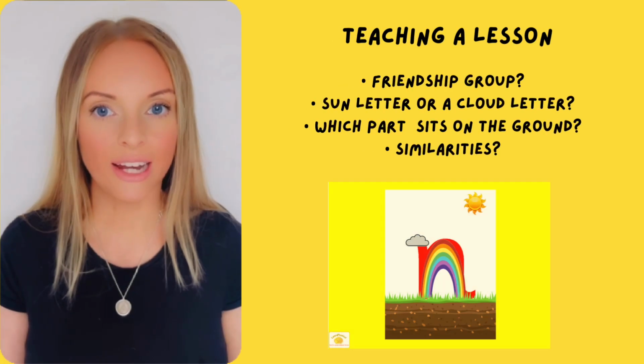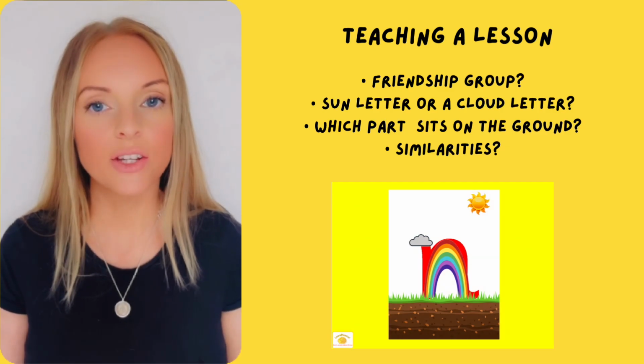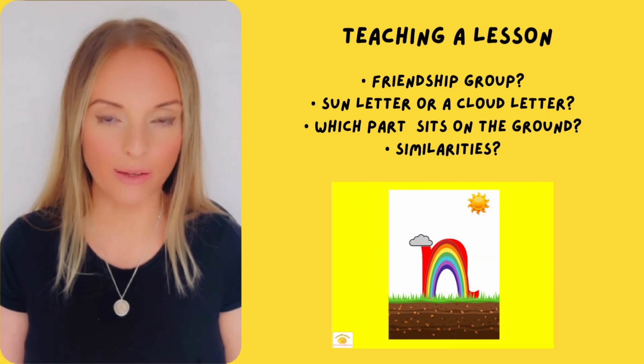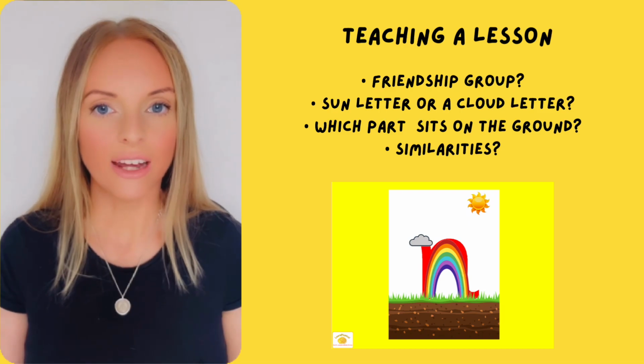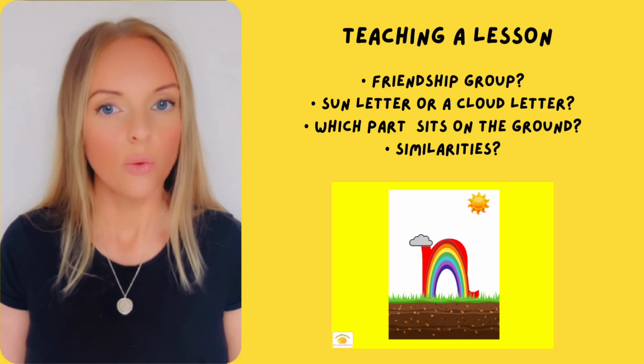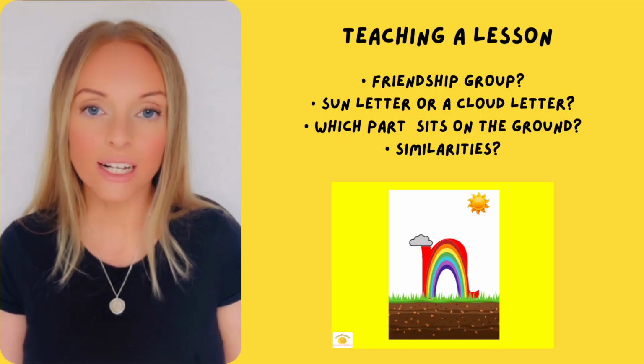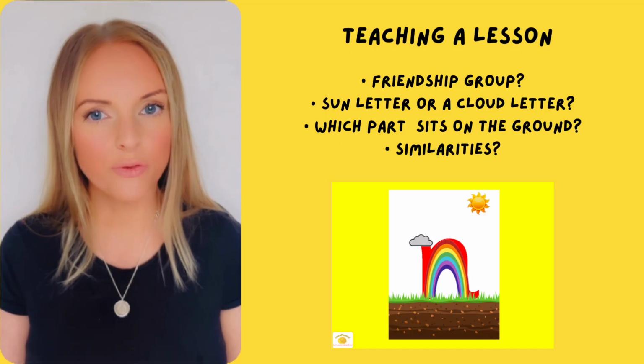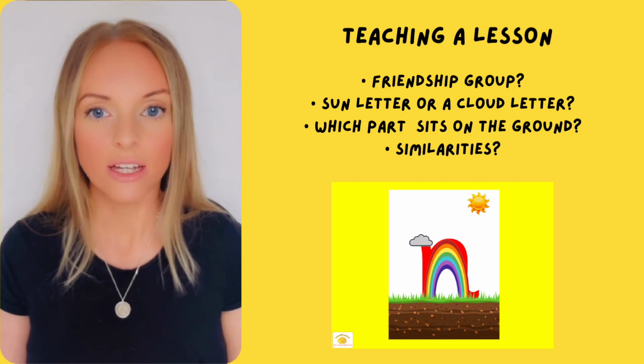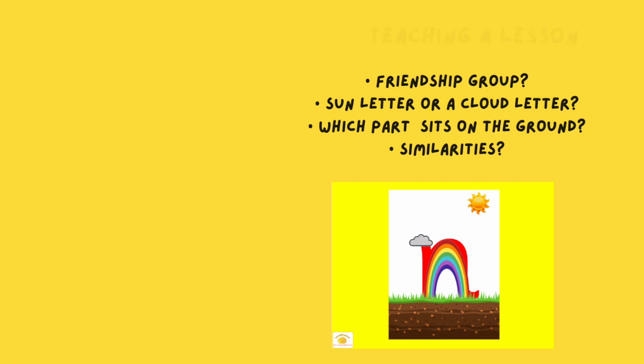When you introduce the letter formation for each letter, make sure that you recap the learning about the grapheme from the phonics lesson and ask the following questions. Which friendship group do you think this letter is in? Is it a sun letter or a cloud letter? Which part of the letter is sitting on the ground? Does it remind you of any other letter?